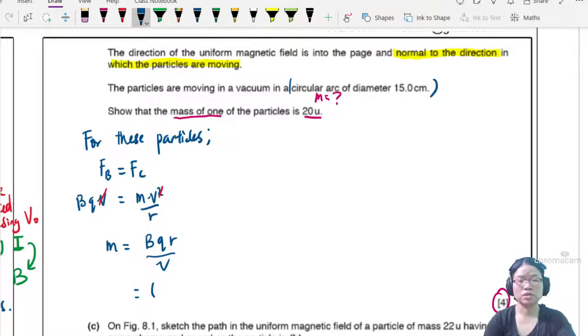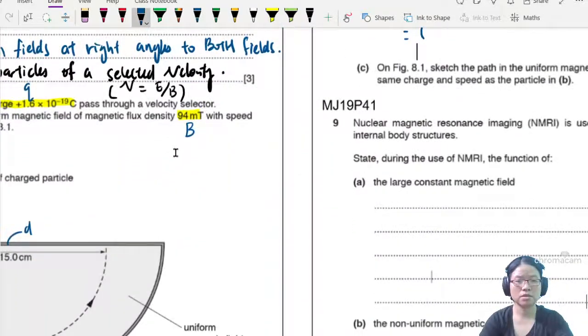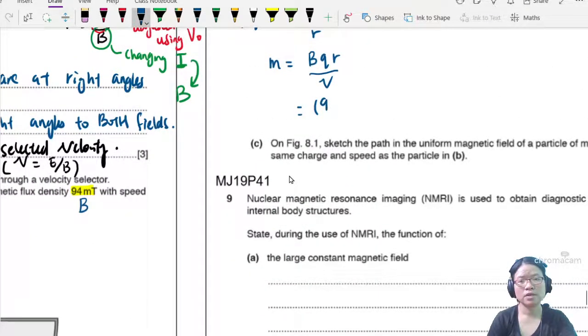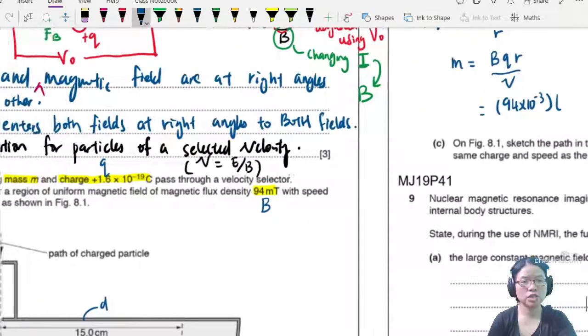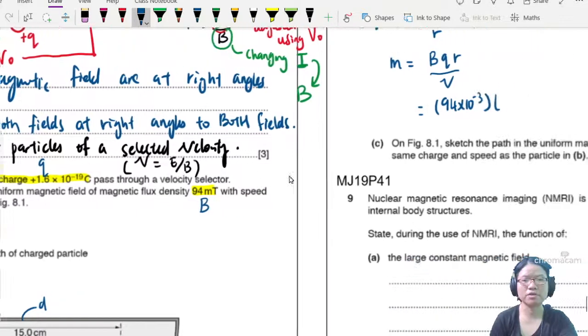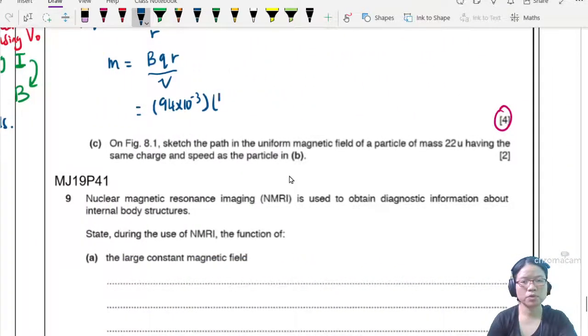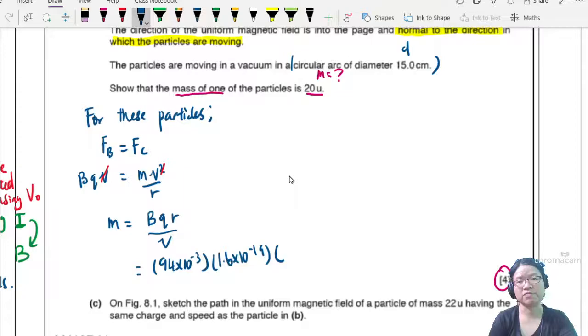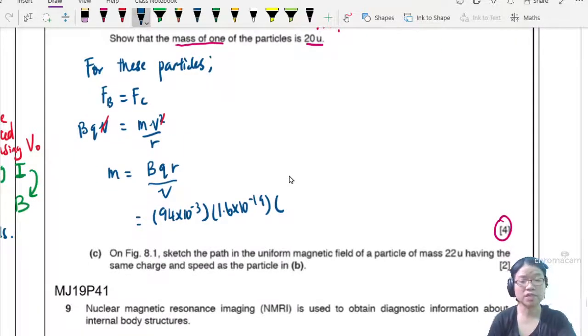Now go back to the question. What is the value of B? B is 94 millitesla. Put inside. 94 times 10 to the power negative 3. Charge is positive 1.6 times 10 to the power negative 19. What is the radius? Diameter is 15. So radius will be 15 divided by 2. 7.5 or 0.075. Have to be in meter because everybody here needs to be in SI.